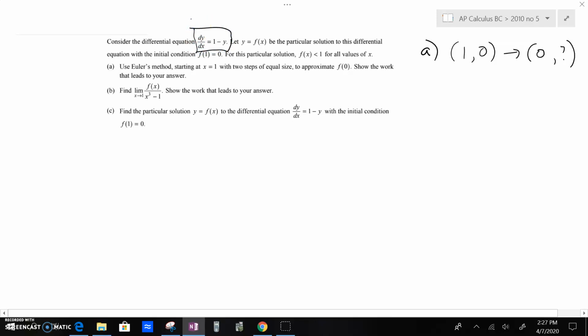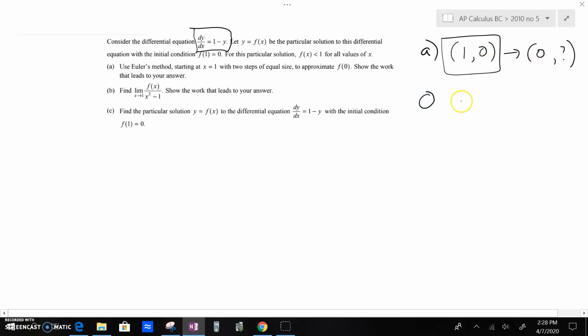The initial slope at this point, (1, 0), would be whatever happens when you plug the y value in. We plug in a y value of 0, so the slope is 1. We're going to start at an x value of 1, move backwards a half unit to 0.5, and then move back another half unit to get to the x value of 0, and then we want to see what happens to y.